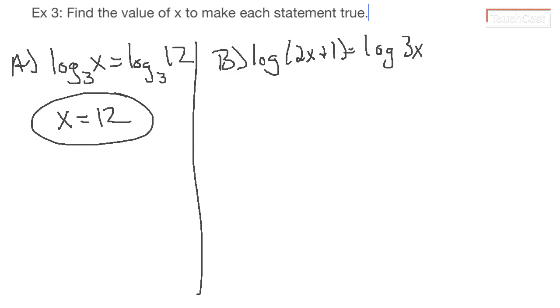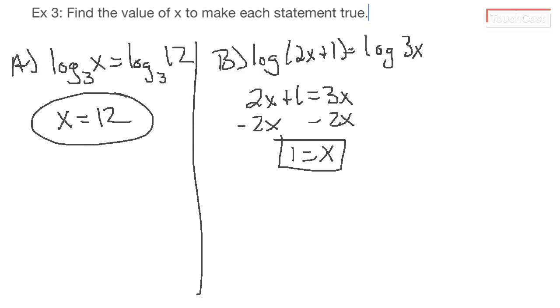We are going to write this as 2x plus 1 equals 3x, and we're going to solve this for x. So we need to subtract 2x. We're going to get 1 is equal to x. So we're done with that one.